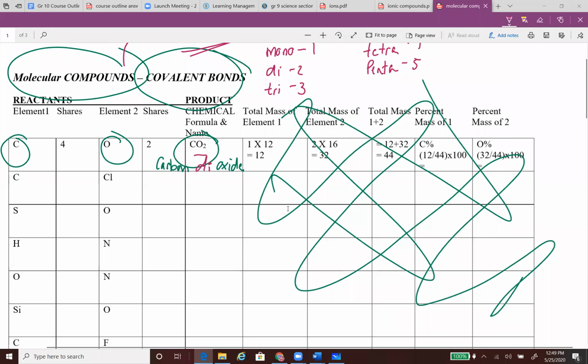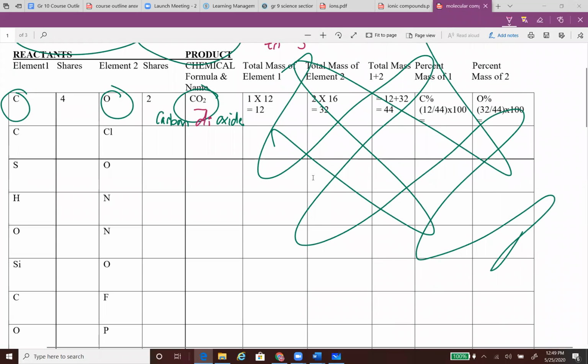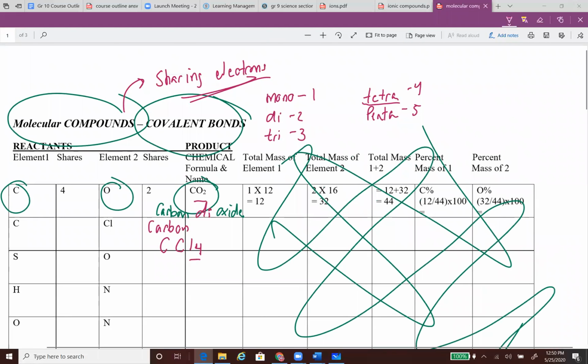So what we're gonna do is we're gonna do this sheet together because this one is a little bit trickier, okay? So carbon and chlorine can actually form a compound that will look something like this, CCl4. Now that would then be called carbon. Notice this is a 4 for chlorine, so that would be tetrachloride.